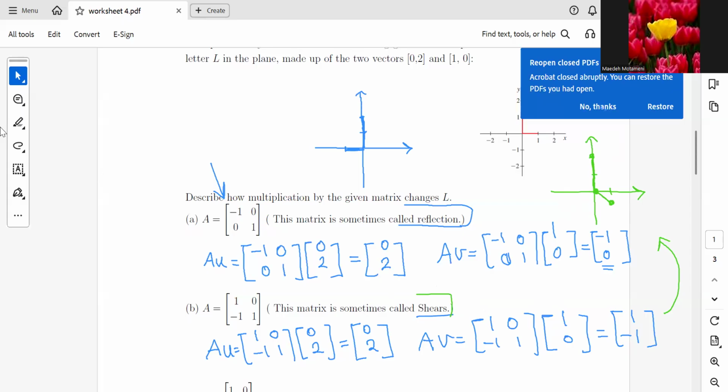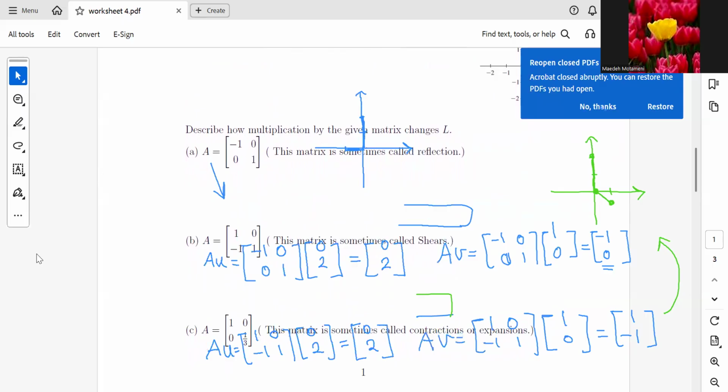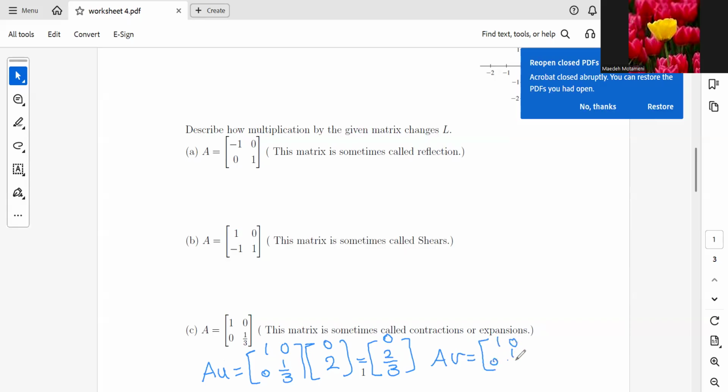Part C is going to be A times u, which is 1, 0, 0, 1 over 3 times 0 and 2, and the answer would be 0 and 2 over 3. If we do this for v, that would be 1, 0, 0, 1 over 3 times 1 and 0. And the answer will be 1 and 0.